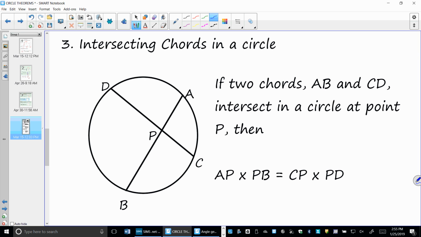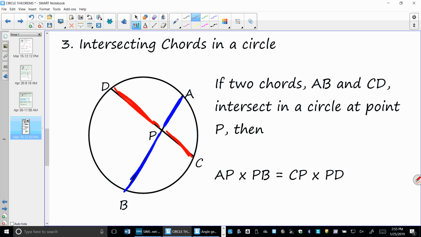Intersecting chords. I always forget these ones, I always forget which way around they go. We've got two chords here. So AP, this length here, multiplied by its partner, the other side of its chord, is equal to this length multiplied by this length.